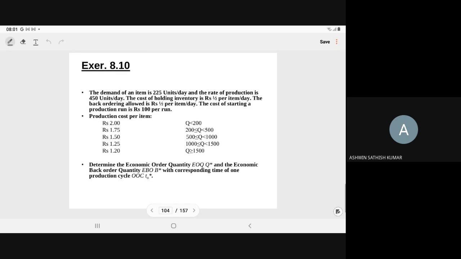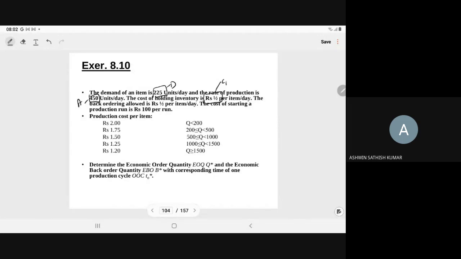The demand of an item is 225 units per day. So what is given to you here is the demand, given as D, and the rate of production is 450 units per day, given as A. The cost of holding the inventory is rupees half per day per item, given as C1.